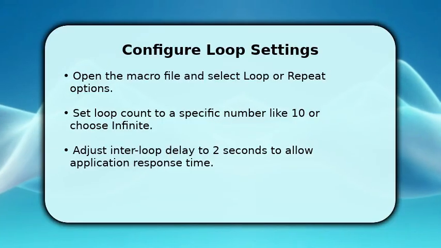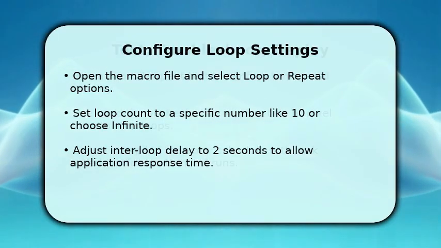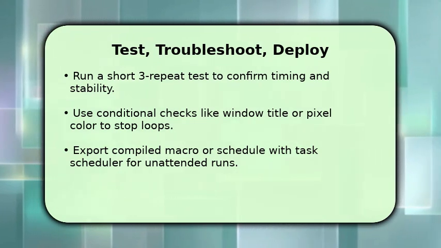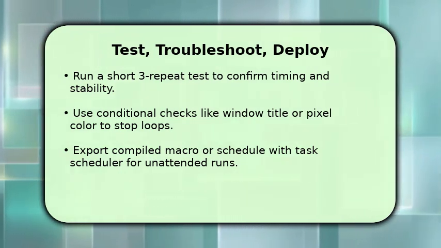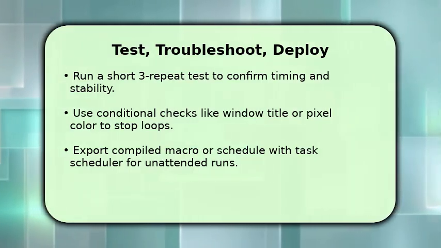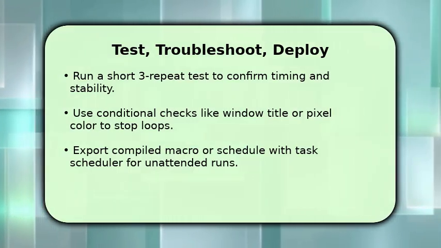Run a short 3-repeat test to confirm timing and stability before full execution. Watch for missed clicks and increase delays from 500 ms to 1 second if needed. Use conditional checks like window title or pixel color to stop loops safely when tasks complete.